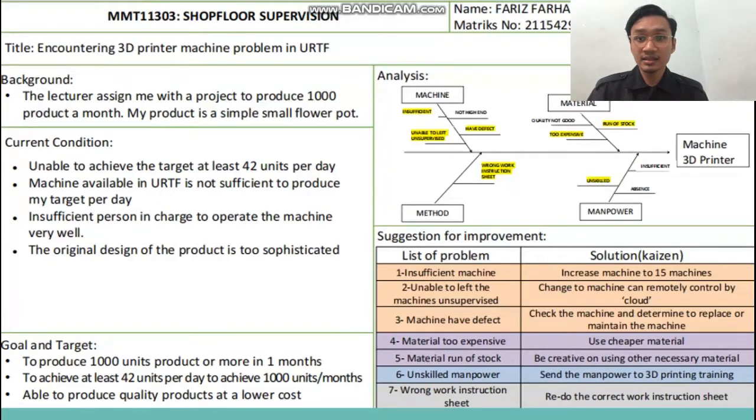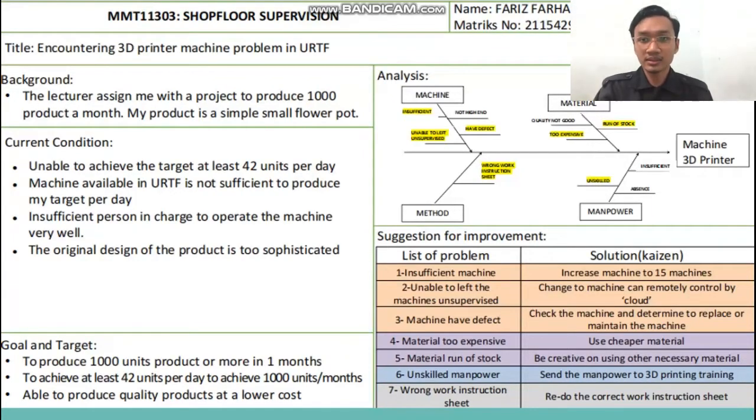The analysis method I'm using in my analysis is the Ishikawa diagram. The main problem is the 3D printer machine in URTF. Firstly, we have insufficient machine, and then unable to be left unsupervised. The machine is not high end, and lastly, the machine has defects.